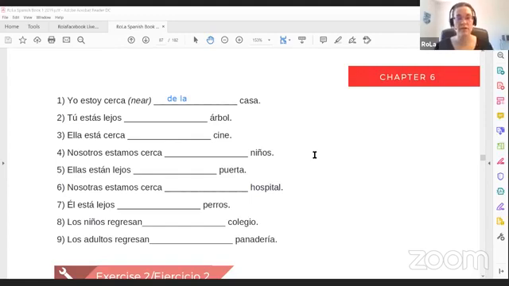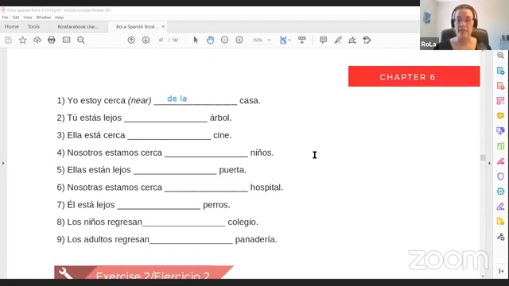All right, let's try número dos, number two. Tú estás lejos, you are far away. And then we have the word árbol. So again, with the question of singular or plural, we can tell this one is singular because it would have been árboles if it's plural. And then we have to ask ourselves, is this masculine or feminine? Now, this one is a little trickier. It's not as clear as something like casa, but we know that in general, words that end with el, with ele, are masculine.